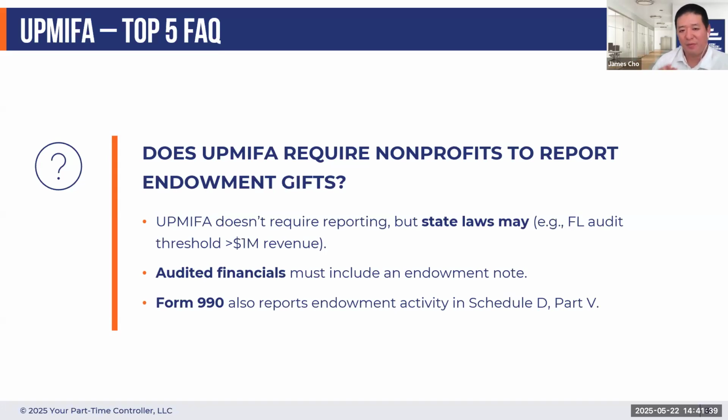When they produce the audited financial statements, there will be an endowment disclosure note, and they'll flesh out the activity of what happened during the year. And then also on your Form 990, there will be a section in Schedule D Part 5 where they'll flesh out the same endowment activity. So anyone who reads your Form 990 or your audited financial statements will know that you have endowment, and that includes the state attorney general. If they read these reports, they can see that you now have endowments.